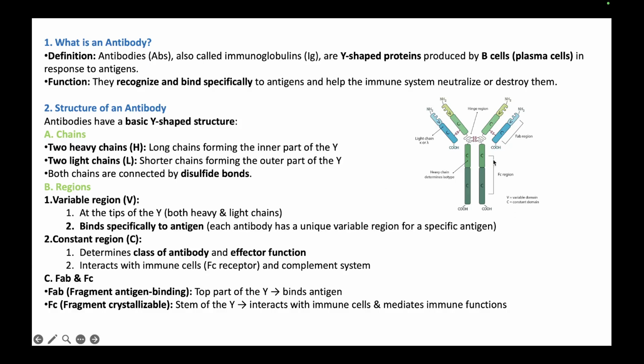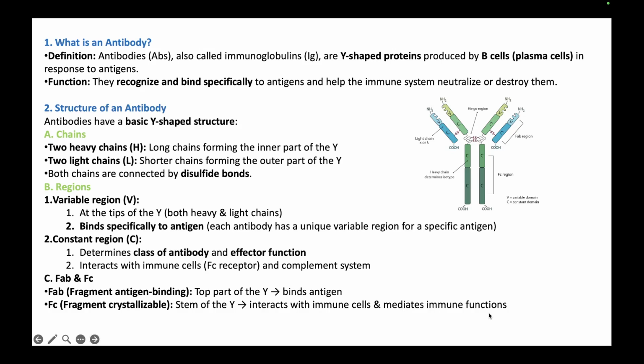So the top portion is called the Fab region, fragment antigen binding. This top part can bind to the antigen, and the bottom part is called the Fc region, the fragment crystallizable. It is the stem of the Y, and it interacts with the immune cells and mediates the immune response.